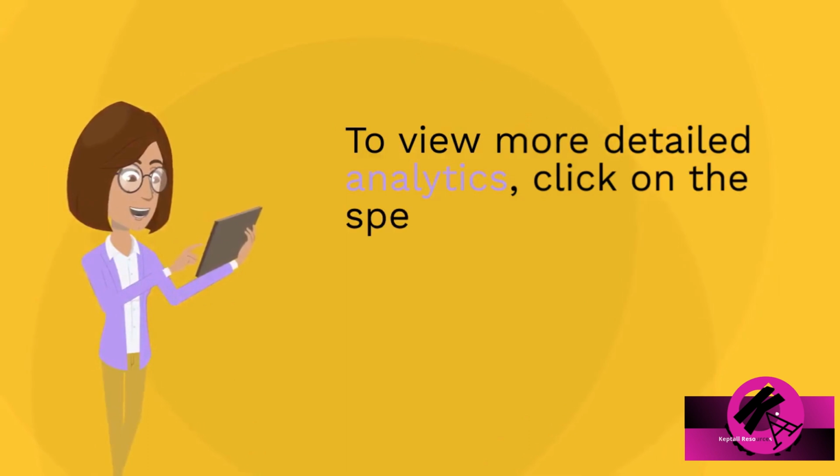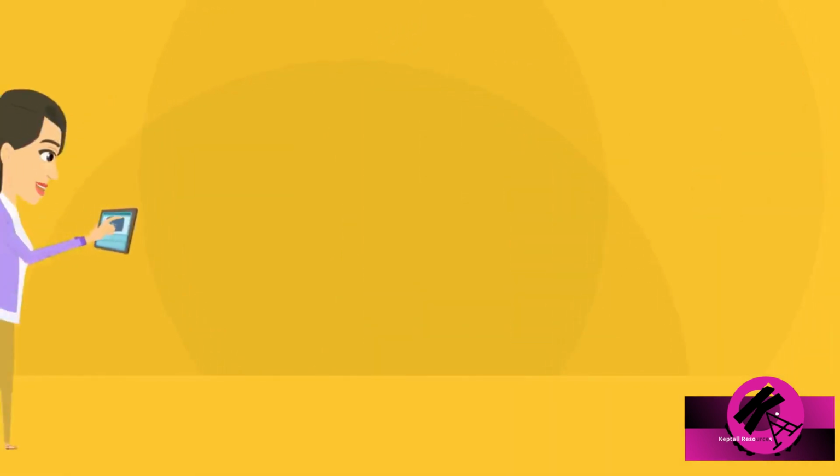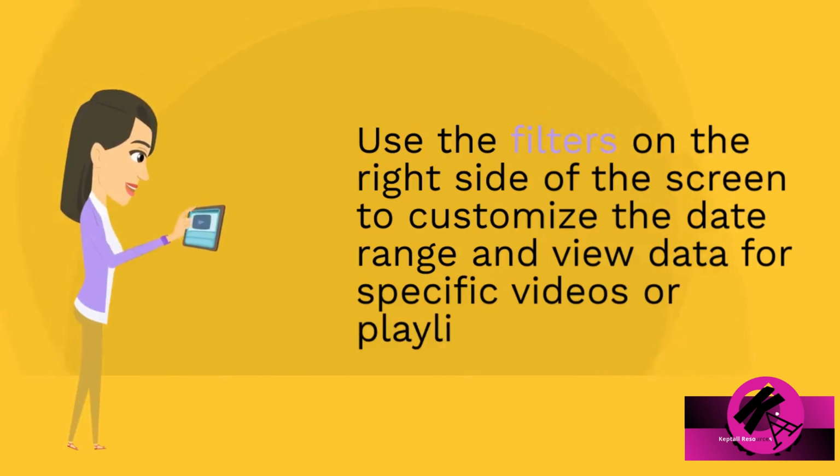To view more detailed analytics, click on the specific metric you want to track, such as revenue or subscribers. Use the filters on the right side of the screen to customize the date range and view data for specific videos or playlists.